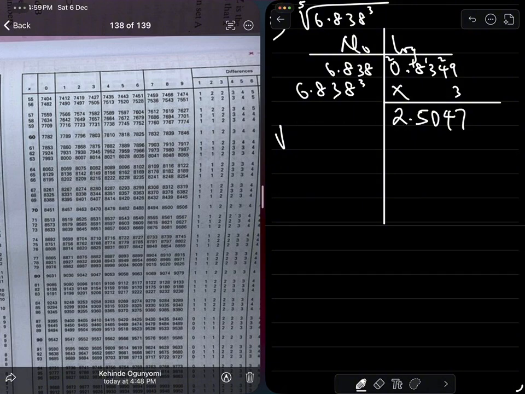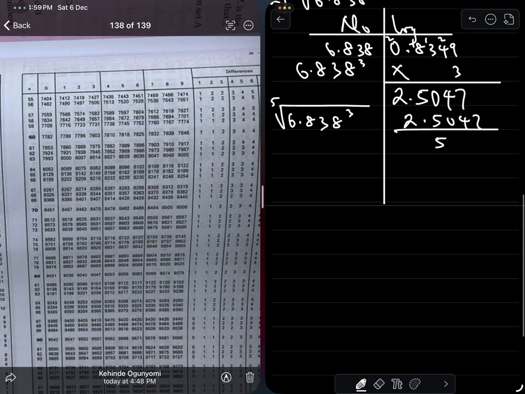Now to the fifth root. The fifth root of the cube of 6.838 will now be that value divided by 5. Look at that. 5 into 2, 0 point, carry the 2 here. 5 into 25, 5. 5 in 0, 0. 5 in 4, 0, carry the 4 here. 5 into 47. How do you get the 4? And 5 in 25, 5.